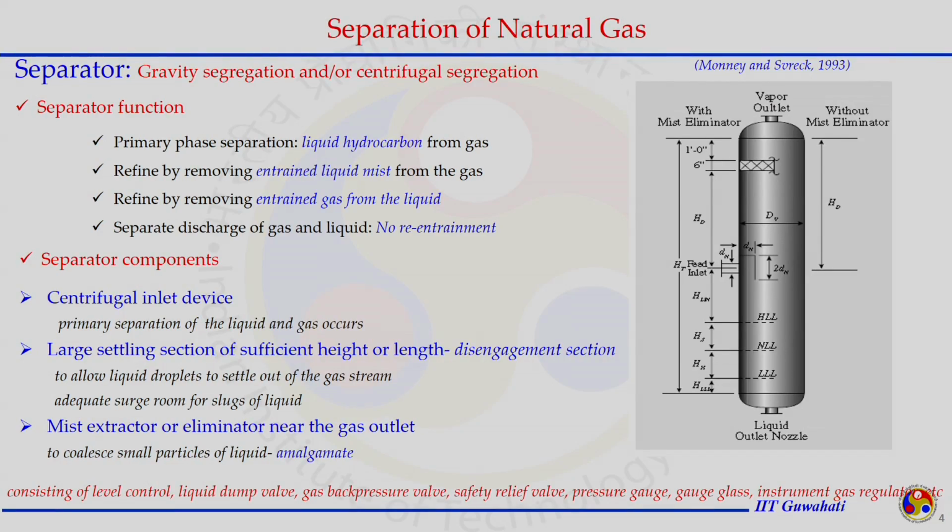First one, when the fluid is entering, primary phase separation is happening, meaning the liquid hydrocarbons, those that are already in the liquid phase or heavier hydrocarbon compounds, are getting separated from the gas at the inlet condition itself, in the primary separation itself. Further, when further refining is happening, the separator is able to remove entrained liquid mist from the gas. Whatever liquid compounds are entrained in the gas phase should also be removed. That should be the job of the separator.